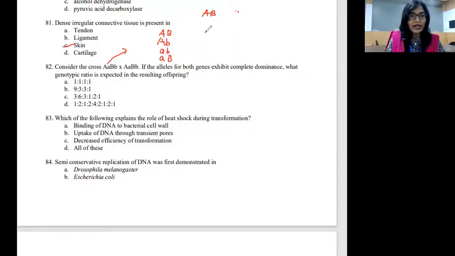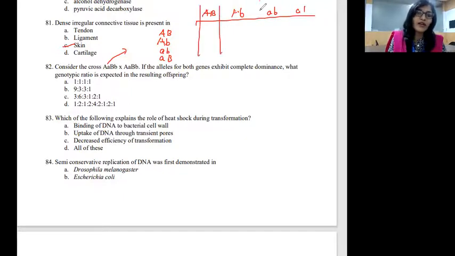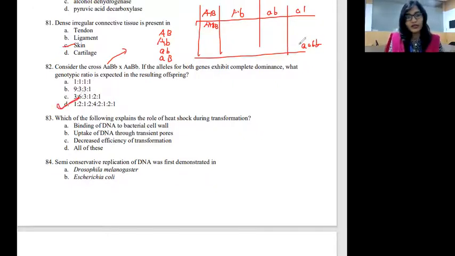It's going to be capital A and small b, capital A and then small b, and then small a and then small b, and then you have to write small a and capital B. And if you're going to do a Punnett square, you can easily find out what is the genotype. So you can write how many AA, BB are present, how many small a, BB are present, and how many of them are present. So the answer is going to be option B. If you do this one, it's going to be your answer.